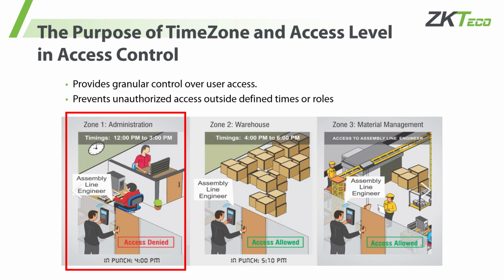In Figure 1, the time zone where the engineer can enter the office is from 12 o'clock to 15 o'clock. When the engineer wants to swipe his card to enter the office at 16 o'clock, the system will reject it. Figure 2 shows that the time when engineers can enter the warehouse is from 16 o'clock to 18 o'clock. When engineers swipe their cards to enter at 17:10, it is allowed.